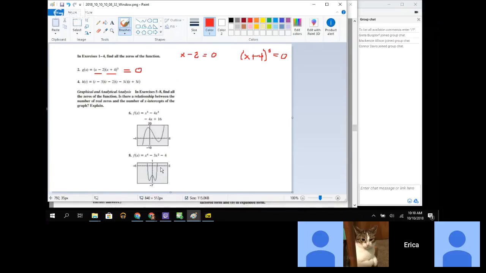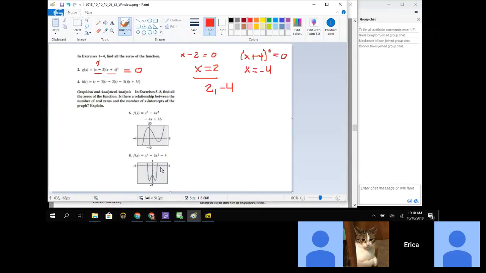This one's easy. If x equals 2, then this whole thing becomes 0, and that's one of the zeros of the function. This one's a little bit more tricky, but if I take the cube root of 0, it's just 0. So if x equals negative 4, that's also a root, a zero of the function. So my zeros of the function will be at 2 and negative 4. Okay, so we're good with that.